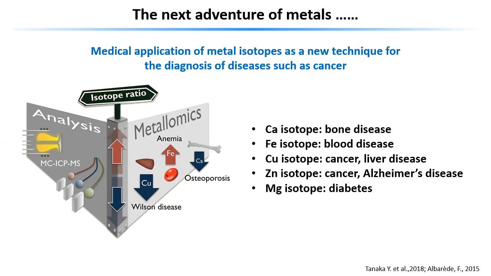Before I end my talk, I would like to spend the last few minutes to talk about an exciting new field, or potentially a new aspect of metal isotope geochemistry: the medical application of metal isotopes. All the findings I presented so far point to this new application. For example, calcium isotopes relate to bone diseases, iron isotopes to blood, copper and zinc isotopes to cancers, and magnesium isotopes to diabetes.